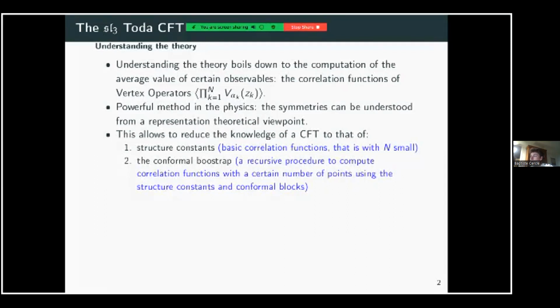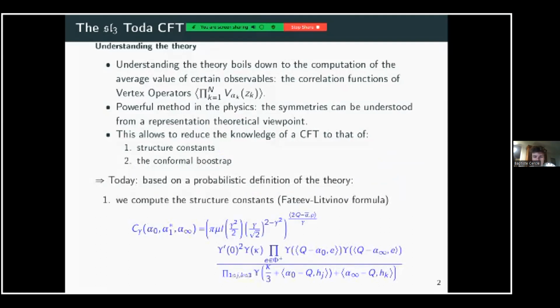In general, you have these conformal blocks which are universal. They do not depend on the theory to carry out this conformal bootstrap procedure, but you still have to determine the spectrum and the central charge of the theory. So the goal of today's presentation will be to provide a first step toward the derivation of this conformal bootstrap procedure in the setting of Toda theory by explaining how certain structure constants of the theory can be computed.